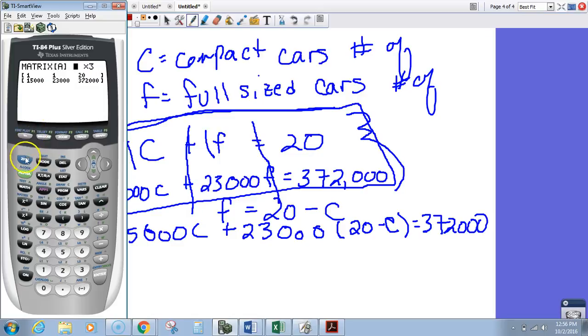Now, once you have it in the matrix, you have to hit second, quit, and go back to the screen. I don't know why the calculator makes you do that, but it does. And then you go back into the matrix. We're going to go into the matrix 3 times. This is the second time.